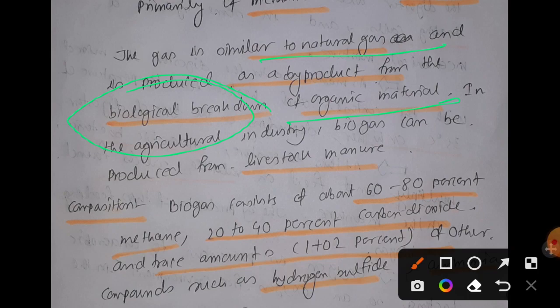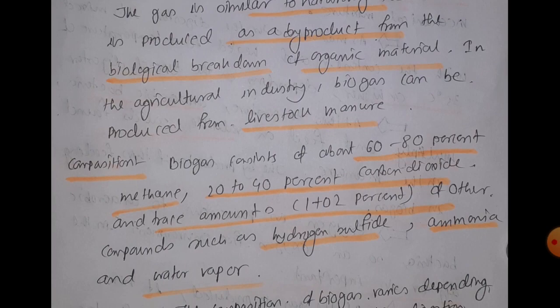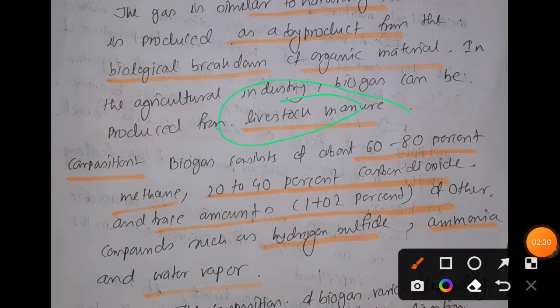Here we are performing a feeding reaction with the help of anaerobic bacteria, which feed on the volatile solid compounds of the manure. During this degradation process the byproduct is your biogas. In the agricultural industry, biogas can be produced from livestock manure.